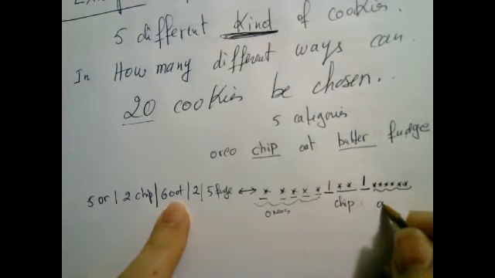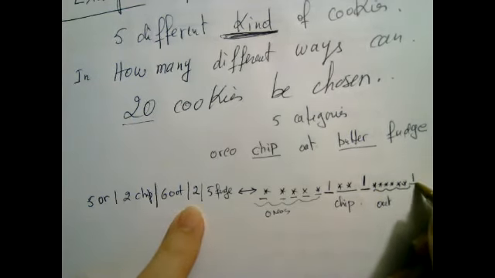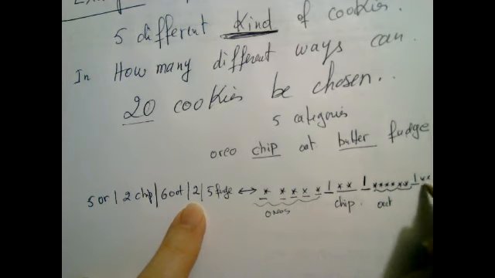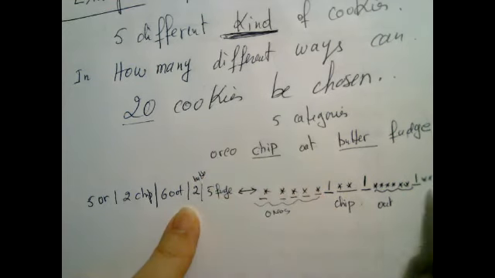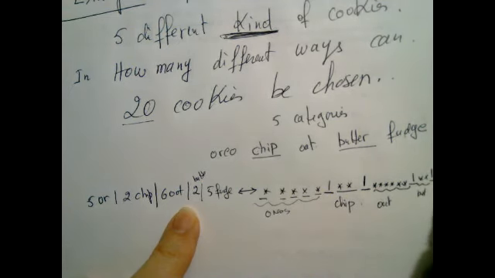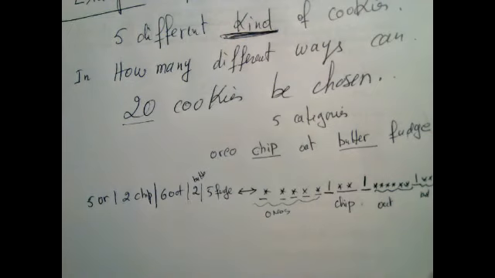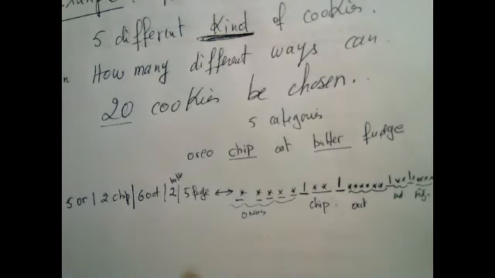This is my oatmeal. And then I separate them. I have the 2 butter. And then I separate them with my fudge. So these are the butter and these are the fudge. So that's really the correspondence I'm making.